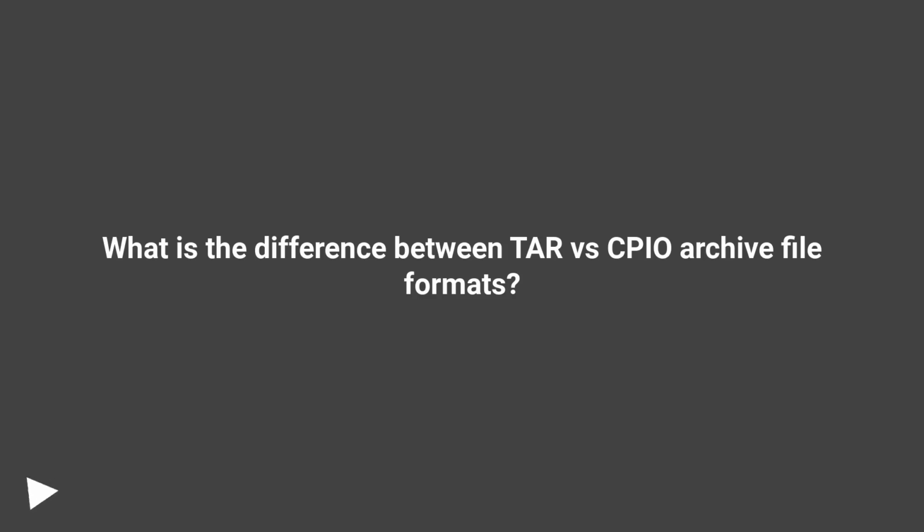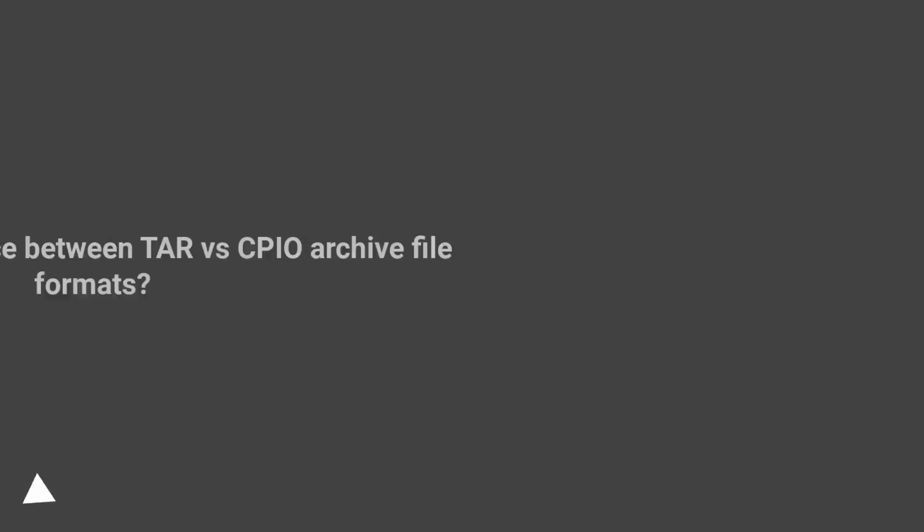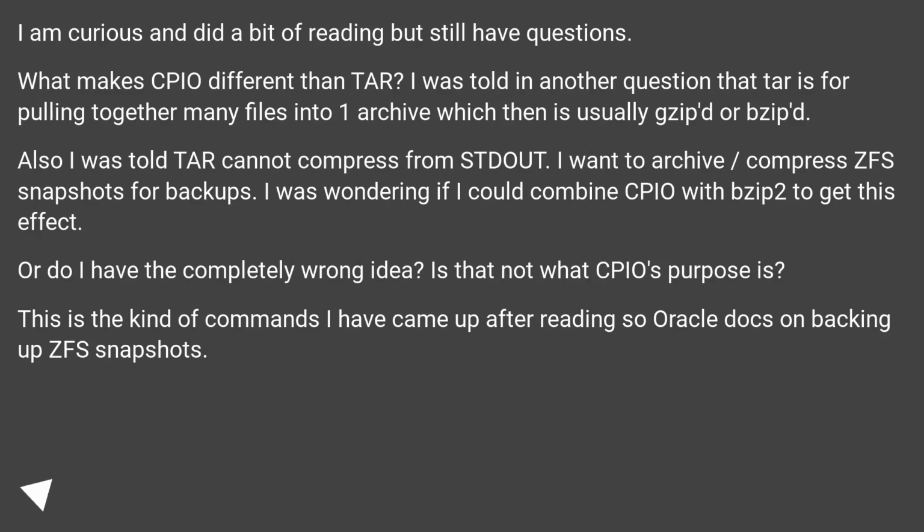What is the difference between tar versus CPIO archive file formats? I am curious and did a bit of reading but still have questions. What makes CPIO different than tar?